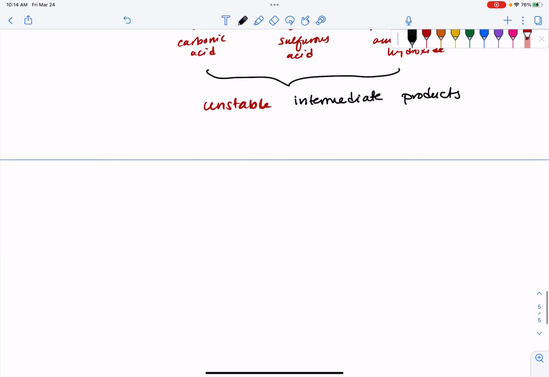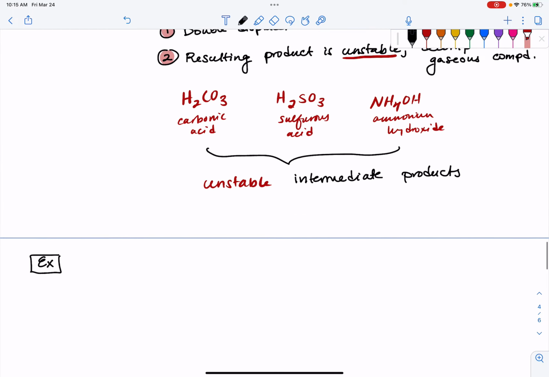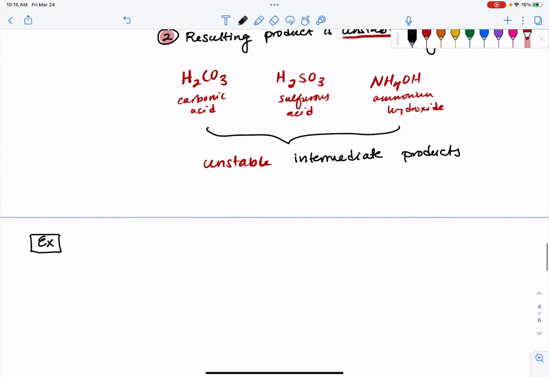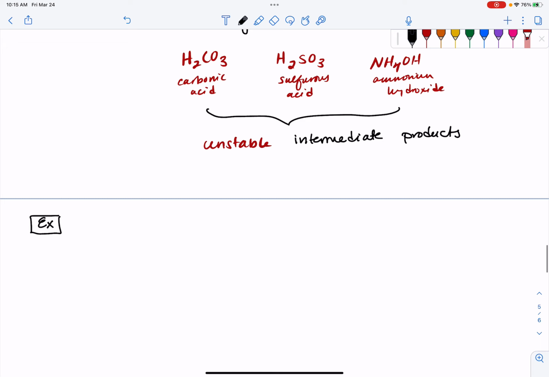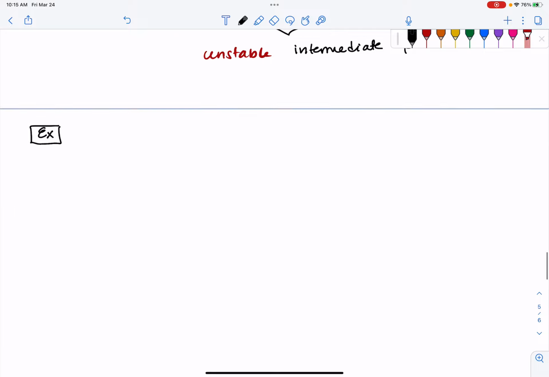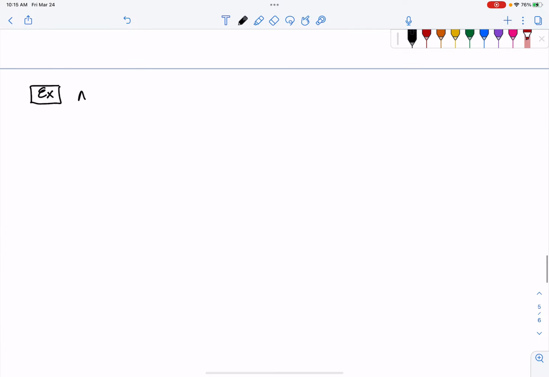So let's look at a particular aqueous reaction and let's see what happens when we might have carbonic acid, sulfurous acid, or ammonium hydroxide formed as one of our potential products. So let's look at ammonium hydroxide. This is something that we saw in our 9 solution problem on Tuesday. We looked at a reaction of ammonium chloride and sodium hydroxide.